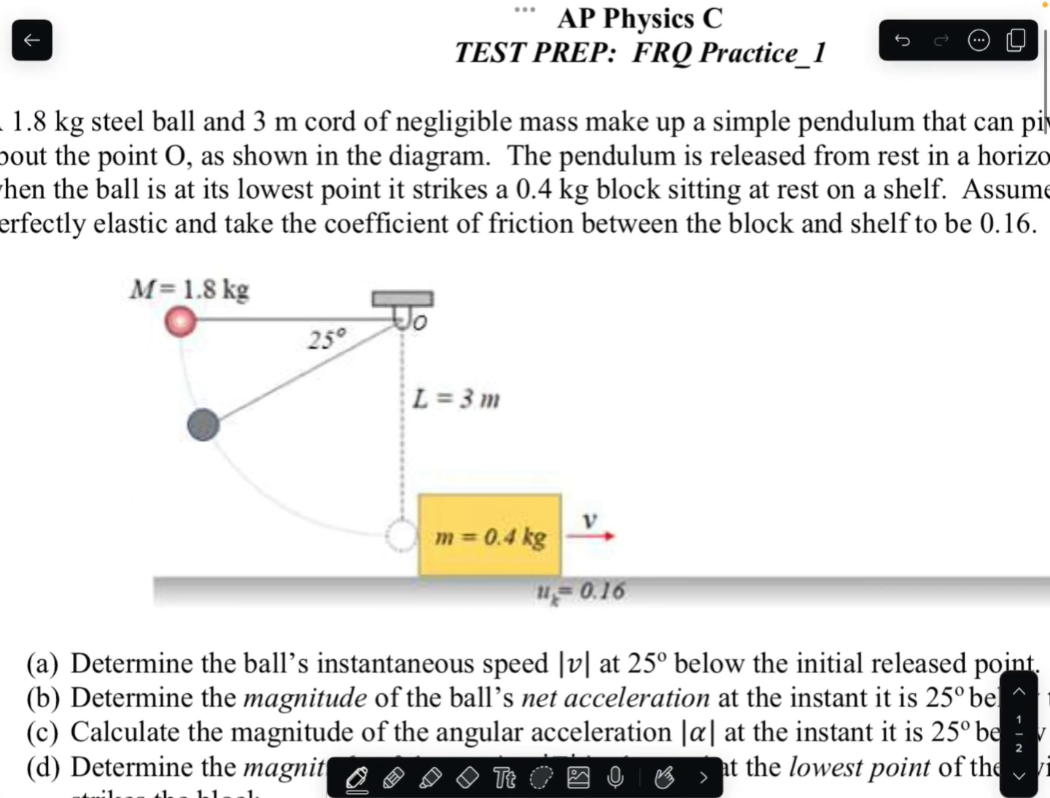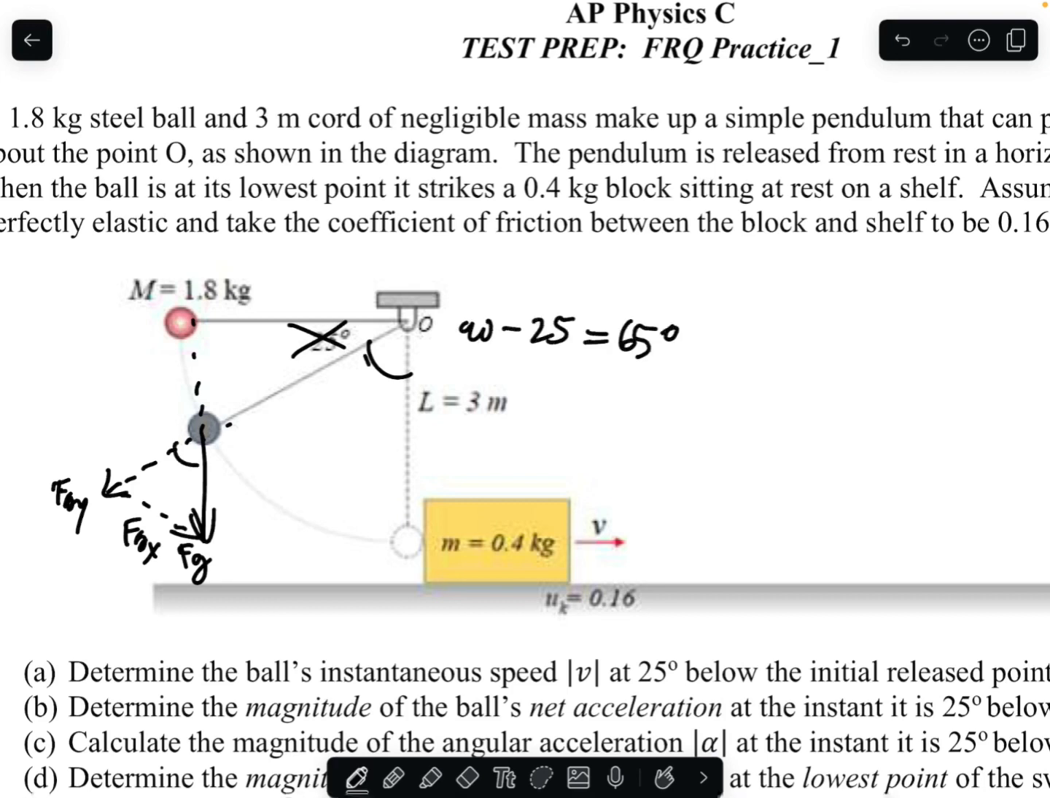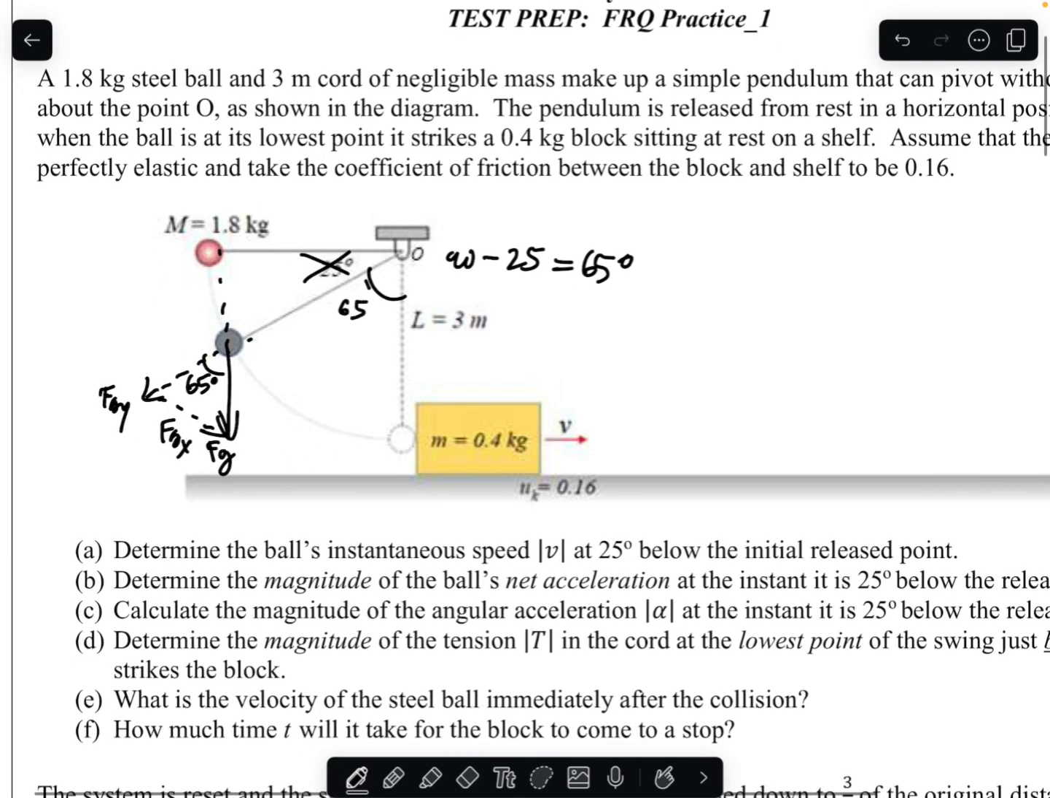For part B, I'm going to find the angle that we need to use. This is FG, I'm going to label that FG, that's FGY, and that's FGX. And you're not going to use this angle right here, because you need to use this angle. This is the alternate interior angle, and if this is 25, then this has to be 65. If that's 25, this angle right here is 90 minus 25, which is 65. I just know I have to use this angle.